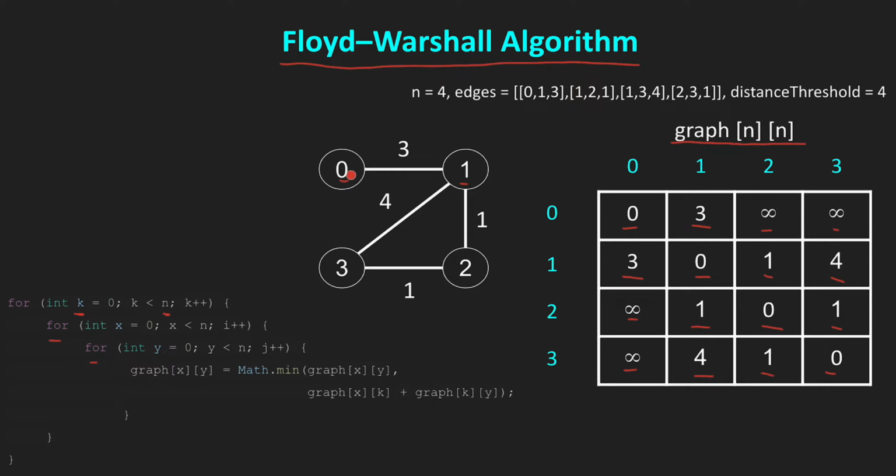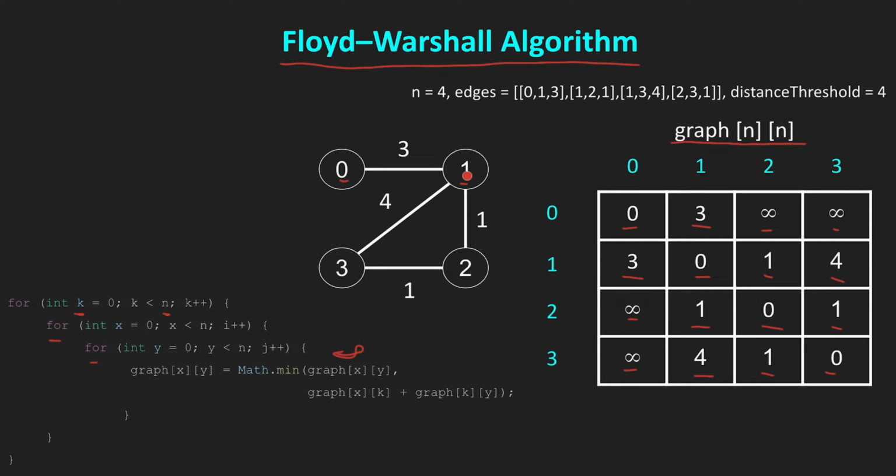So we are checking, can we go from 0 to 2? Going from 0 to 2 is infinity, so at each step we are taking the minimum value. Going from 0 to 2, the value is infinity, so what if we go from 0 to 2 through the node 1? Going from 0 to 1, the value is what?